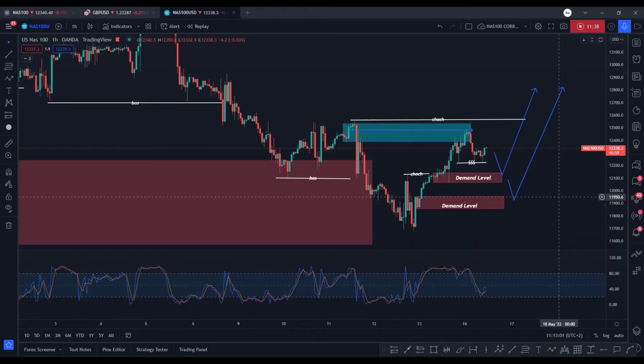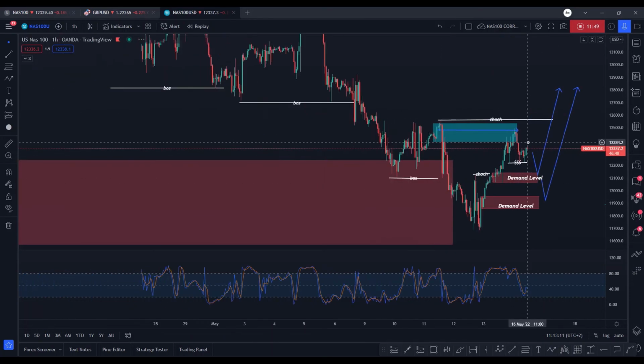So this is my analysis for today. I'm anticipating reversals to the upside, but I'll wait for price to break past this. If price doesn't break past this, we'll look for sales to the downside to continue with the trend.